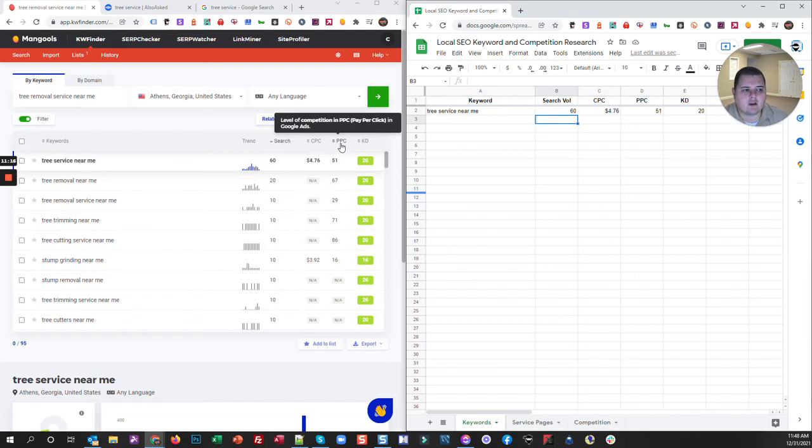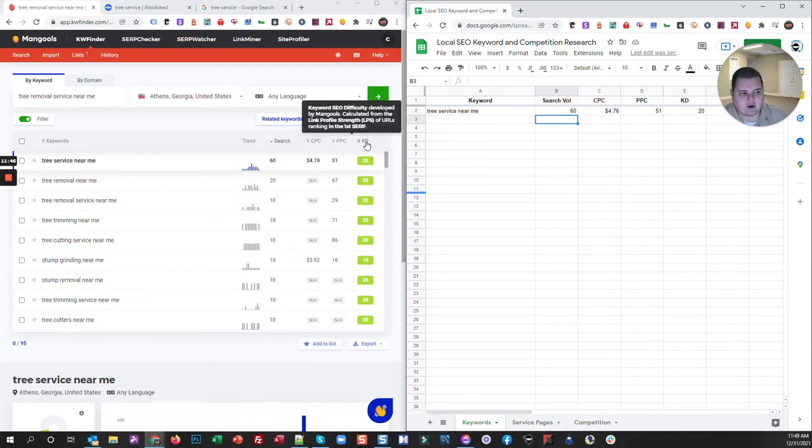Go over one more and you've got your level of competition in pay-per-click. That's basically a representation of how many people are bidding on that word. Now, it doesn't mean that for tree cutting service near me, 86 people are bidding on it. What it means is 86 out of 100 is the competition score. It means it's very competitive in the paid ad campaign section. Usually, there will be some kind of correlation between these two numbers. Usually, the more people that are bidding on it, the higher the bid is going to cost them because, again, they're bidding against more people.